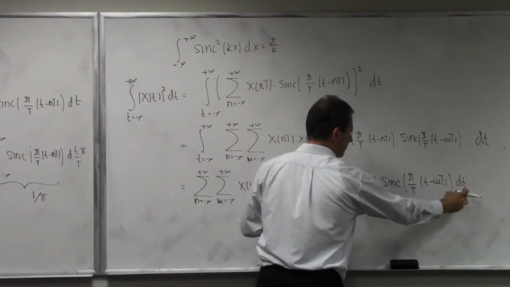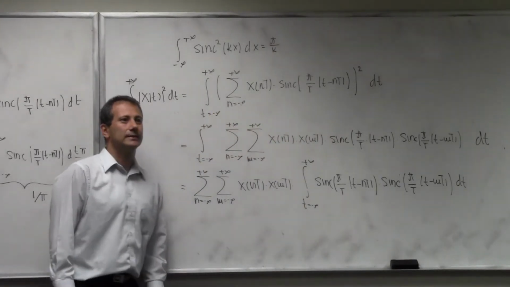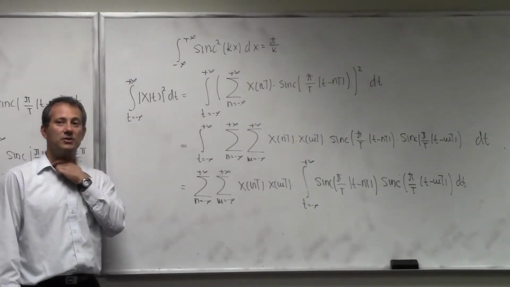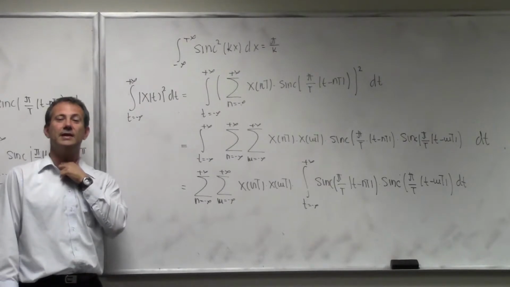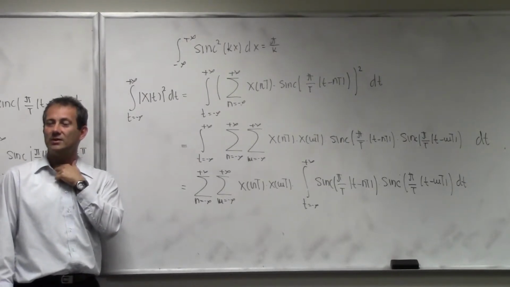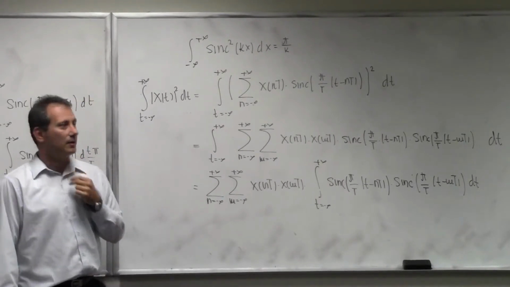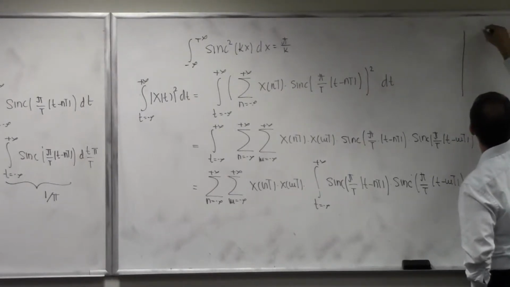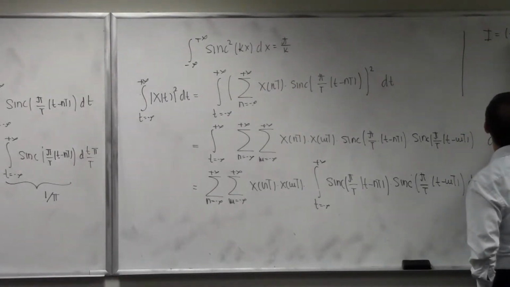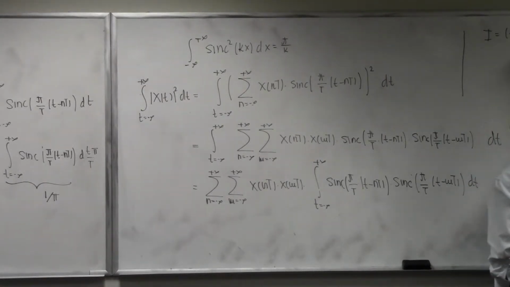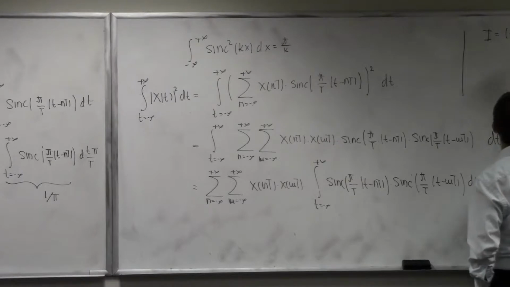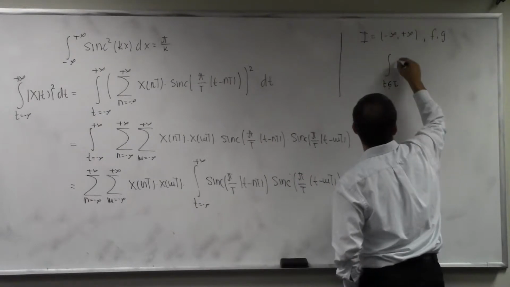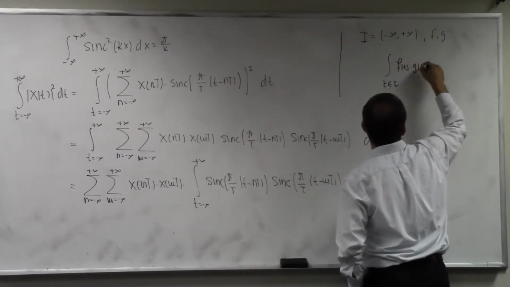Now tell me, what is this? How do we call it? It's sinc squared if n is equal to m. But in general, if I take two functions and I multiply them and then I integrate them over some interval, what is it that I'm doing? Energy? No, convolution. Let me just, you've seen this so many times. Let's say the interval here is minus infinity to plus infinity, and I have functions f and g defined on this interval. Here's what I'm taking: the integral when t is in interval I of f of t times g of t dt.